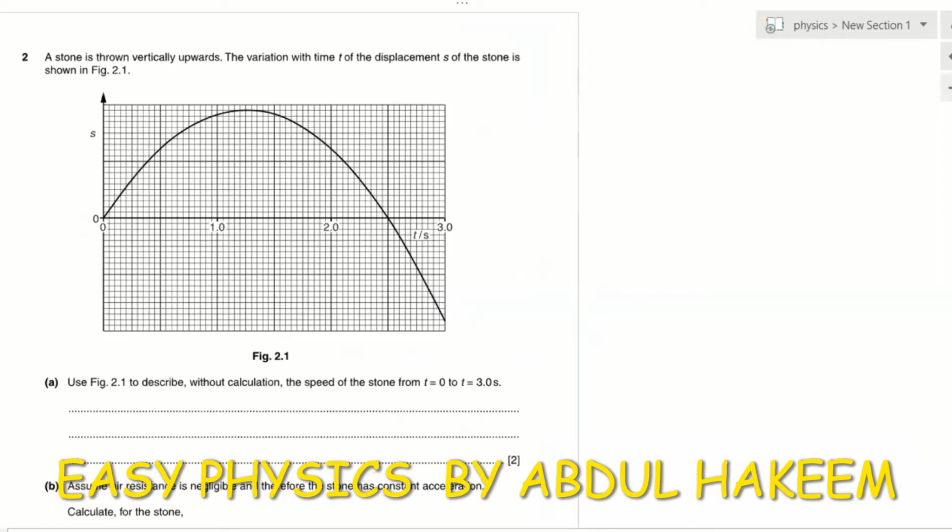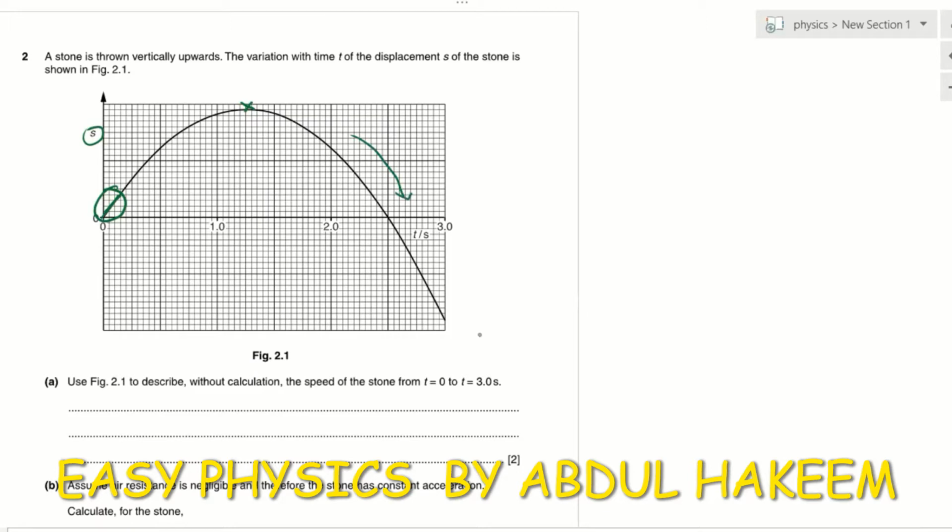Now look at question number 2. A stone is thrown vertically upwards. The variation with time t of the displacement s of the stone is shown. This is a displacement-time graph, not speed-time, not velocity-time. Use figure 2.1 to describe, without calculation, the speed of the stone from time 0 to time 3 seconds. Look, the gradient of this graph is the velocity. So here the gradient is maximum at this point. Here the gradient becomes 0 and then the gradient increases but in the opposite direction.